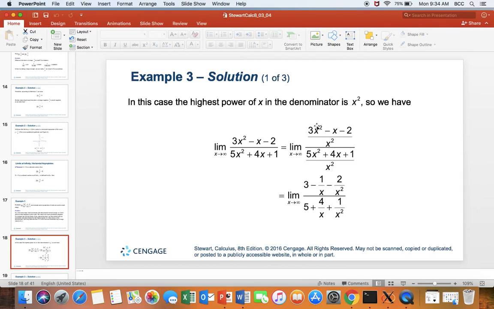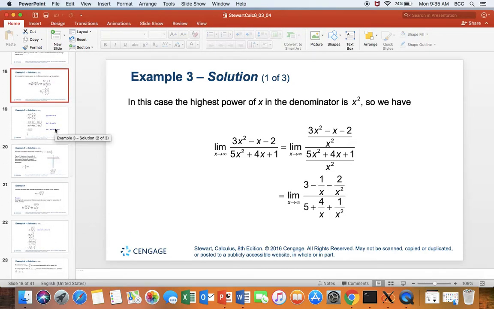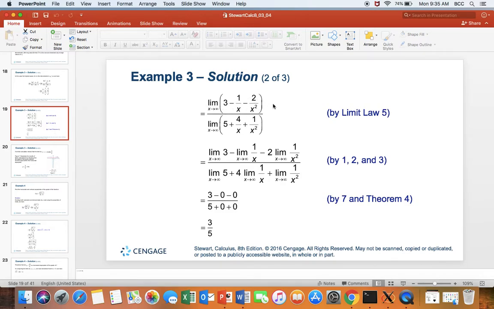Continuing, look, division distributes. So x squared cancels the x squared, you have 3. This gives you minus 1 over x, and this gives you negative 2 over x squared. Likewise, here, x squared cancels the x squared, you have a 5. This gives you 4 over x, and this gives you 1 over x squared. All right. Don't forget, division distributes, because division is nothing but a certain kind of multiplication by the reciprocal. Okay. All right. So we finished the division.